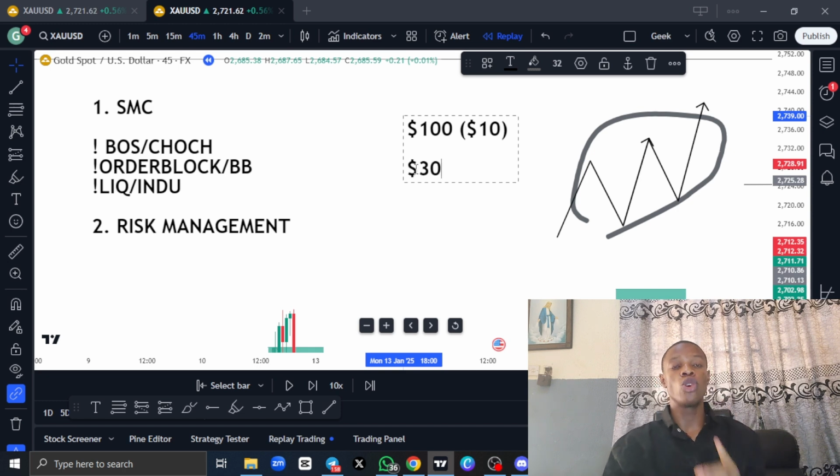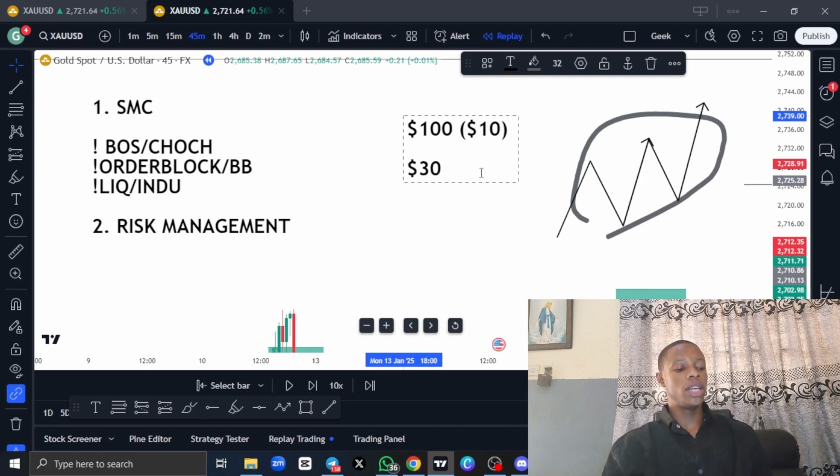Then if I hit stop loss on any trade, I'm going to lose $10. Nothing more than that. I'm not going to over risk. I can risk less, I can risk lower, but on average, $10, nothing more than that. And on average, TP, $30, nothing more, nothing less than that. Now, I'm going to practicalize it in a way you guys are going to understand it.